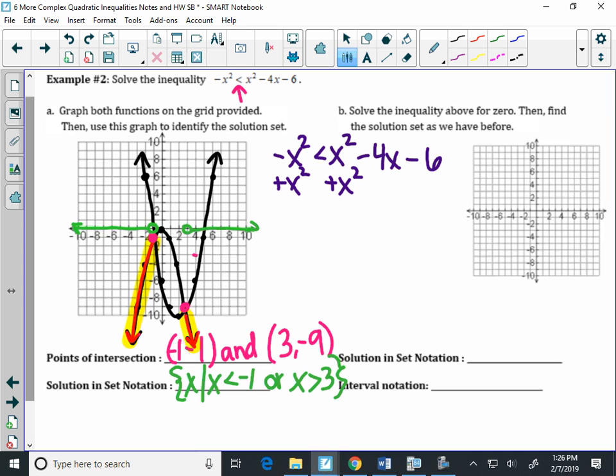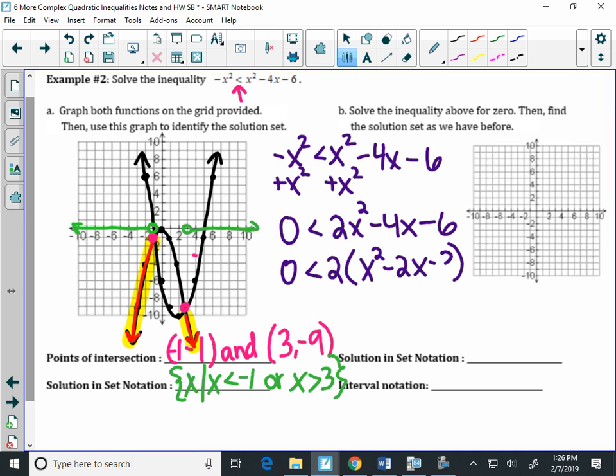And when I add x squared, I get 0 is less than 2x squared minus 4x minus 6. I'm going to pull out a GCF, right? So I'll have 0 is less than 2 times x squared minus 2x minus 3. And how does that factor in the trinomial? What's your numbers? Multiply to -3 and add to -2. -3 and 1. Good. So from there, I can find my x-intercepts.